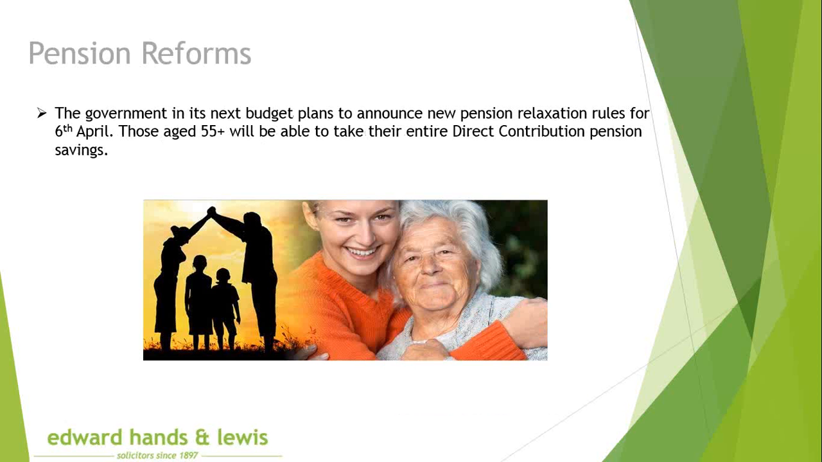So moving on to pension reforms, the government in the next budget plans to announce new pension relaxation rules from the 6th of April, and those aged 55 or over will be able to take their entire defined contribution pension savings as a lump sum to invest or spend at will. So as with the current rules, 25% will be tax-free, and property experts, I think, are expecting a surge in the market since many people will naturally choose to invest in property.